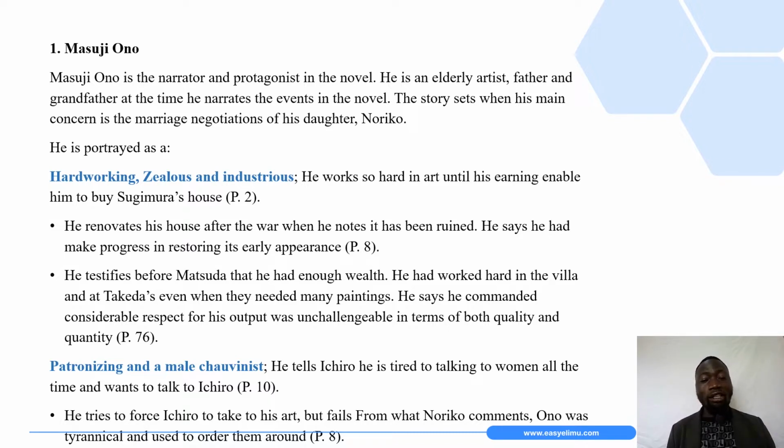quality paintings. Another thing is that Ono is patronizing and a male chauvinist. He tells Ichiro he is tired of talking to women all the time and wants to talk to Ichiro, who is a boy. He also tries to force Ichiro to take his art, but fails. From what Noriko comments, Ono was tyrannical and used to order them around.